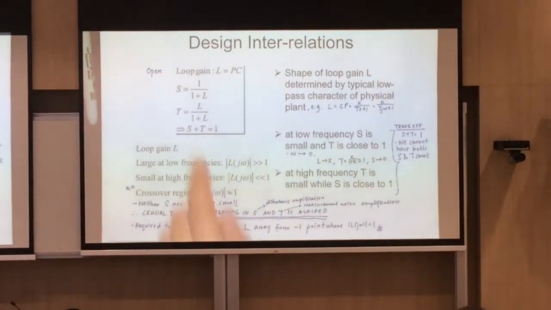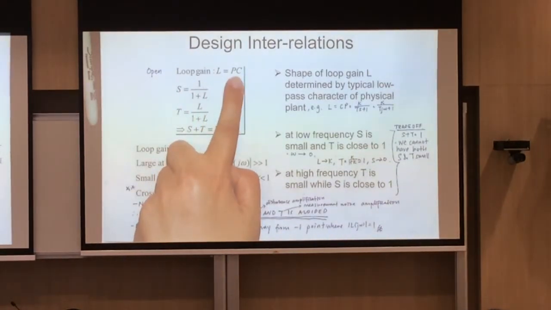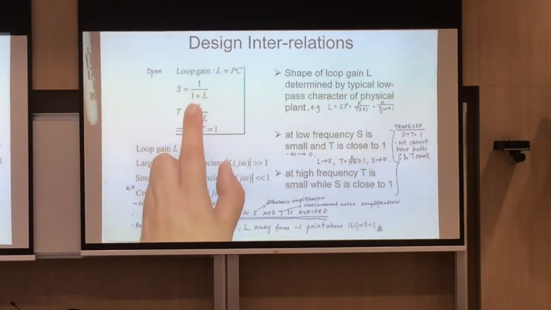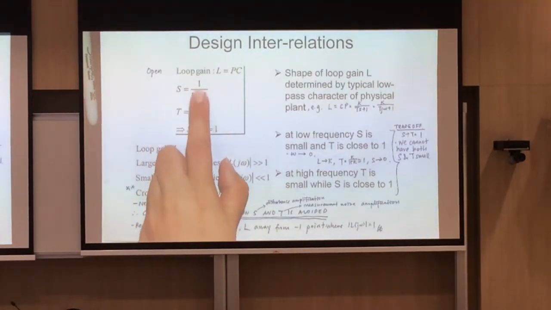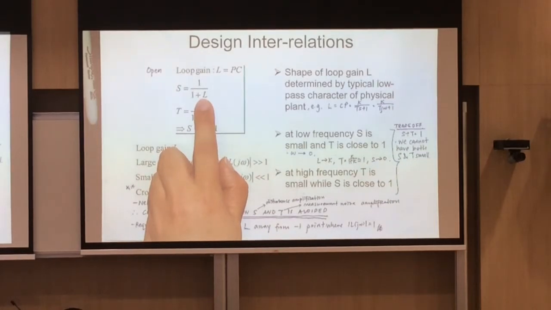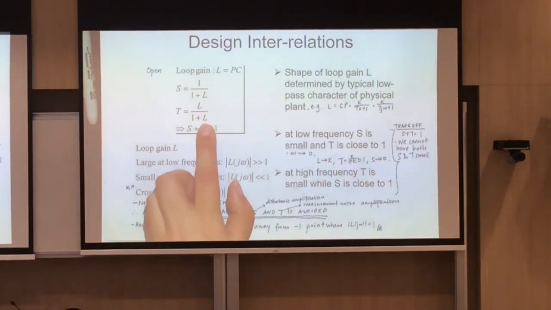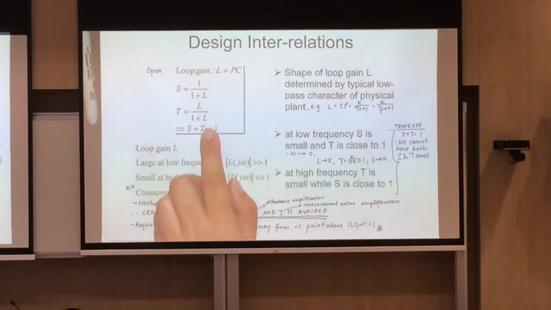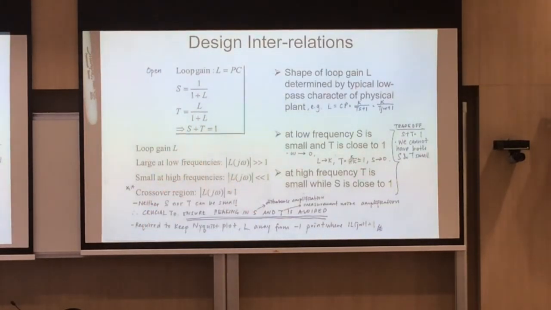Alright, your open loop gain, L is CP. So S is 1 over 1 plus CP, so it's 1 over 1 plus L. T is CP over 1 plus CP, so it's L over 1 plus L. And S plus T is 1. That's a summary.